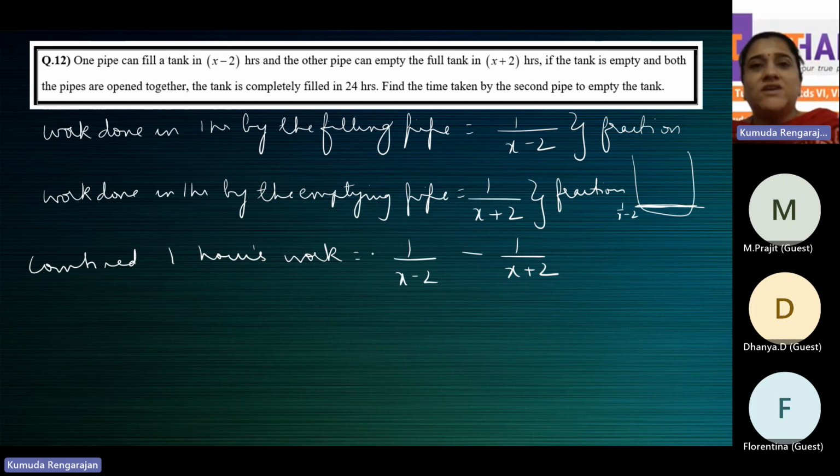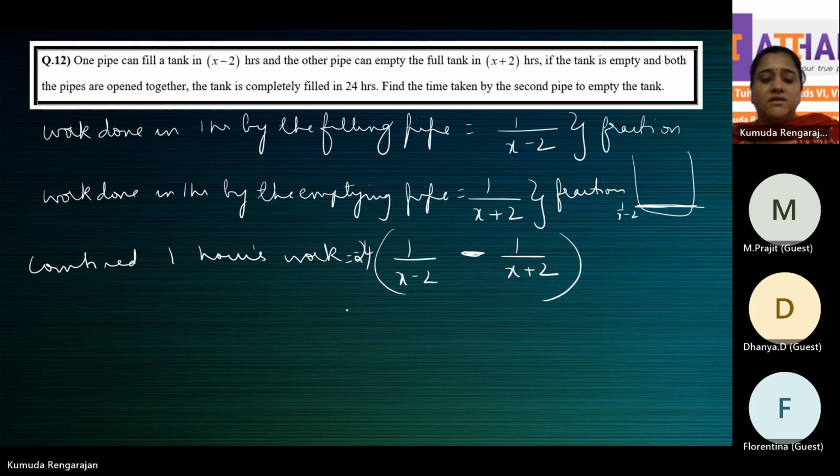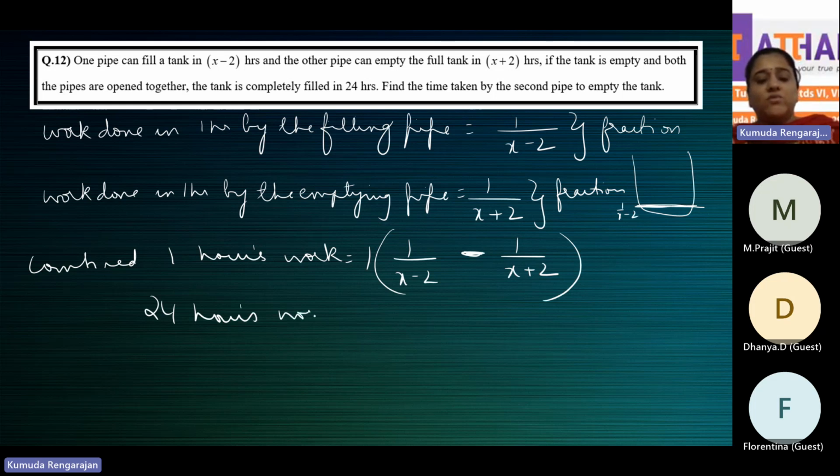So their combined 1 hour's work will be 1 by X minus 2, the filling pipe, minus 1 by X plus 2, the emptying pipe. This is their combined 1 hour's work. Like this, if they work for 24 hours, then their combined 24 hours' work will be 24 into this one.